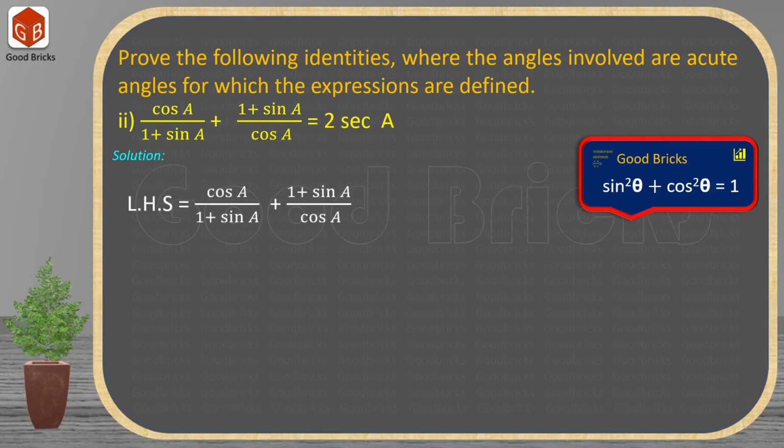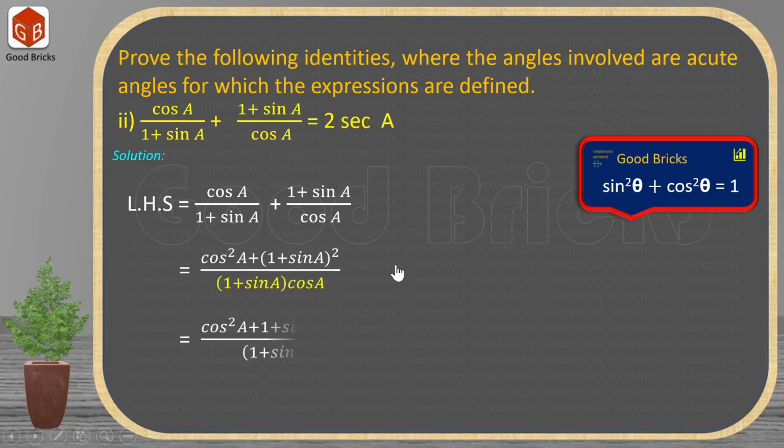So for that let us take first of all LHS and try to prove this is equals to 2 into sec A. So here you can see denominator 1 plus sin A and cos A. So this will be the LCM. So this cos A into cos A, cos square A, 1 plus sin A into 1 plus sin A, 1 plus sin A whole square. This is how we can write. Next, using A plus B whole square formula, you can write 1 plus sin square A plus 2 sin A.